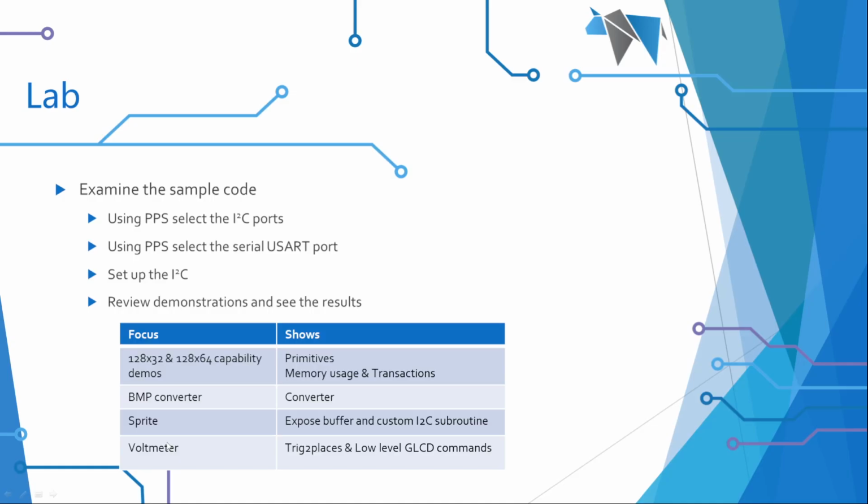We're going to review to make sure we understand that we've got the I2C port set up. We're just going to review that, and we're going to use the USR. Do we actually use the USR? I think we're going to set it up, and then we're going to configure or set up the I2C. And then we're going to look at some demonstrations, four of them. There's what I call primitives, a BMP converter, some Sprite, and a Voltmeter. So I'm going to rip through these at speed, okay?